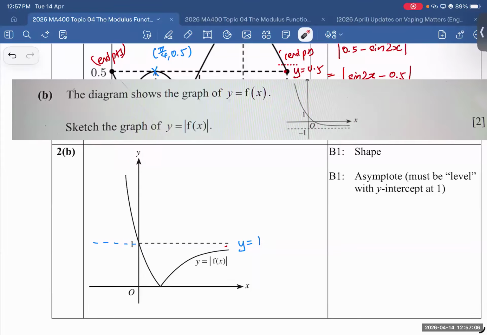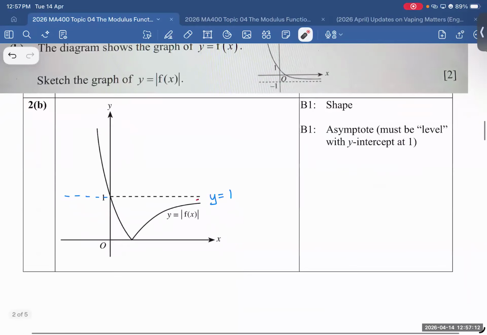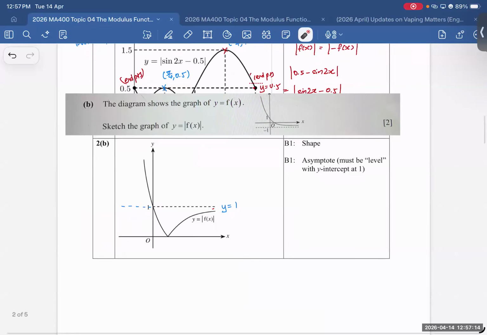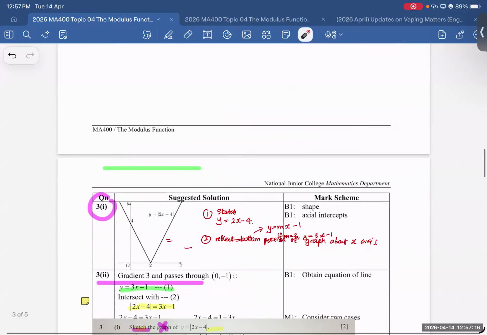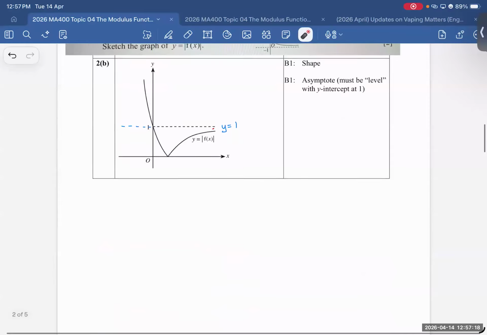I'll give you one. In Chinese, they call it 定情之物. Token of love. So, question 2, okay?